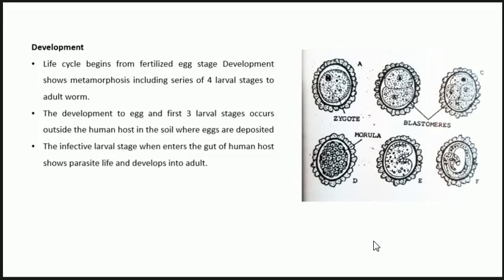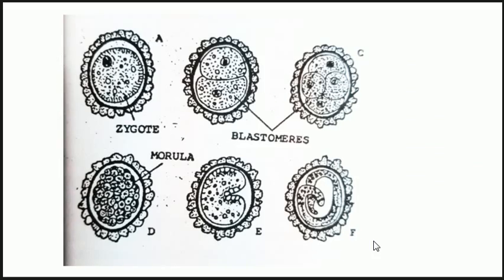Remember, it cannot develop within the body of humans, it has to go outside of the body, into the soil where eggs are deposited. When the infective larval stage enters the gut of the human host, it shows parasitic life and develops in the host. So this is the diagram. As you can see, different stages. The first stage is zygote, then blastomere formation, then morula, and further development takes place, and at the end you have the first stage larva present.